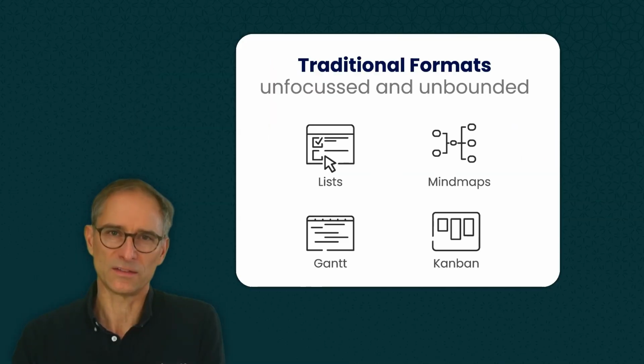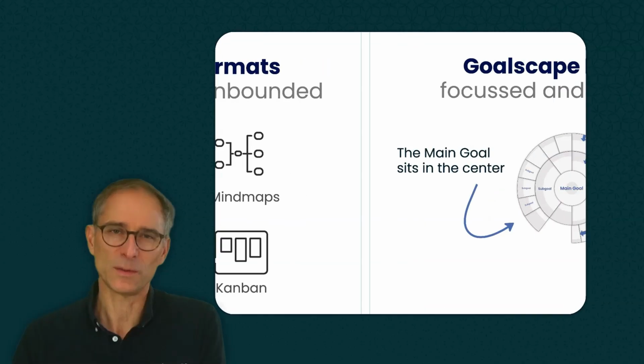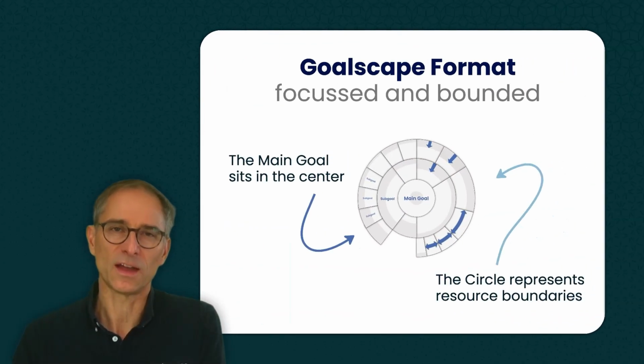Traditional tools like list managers, Gantt charts, or Kanban boards all work, but they're often unfocused and goals get lost too easily. Resources get stretched and motivation drops. Goalscape is different. It's focused and bounded, built around goals, not tasks.